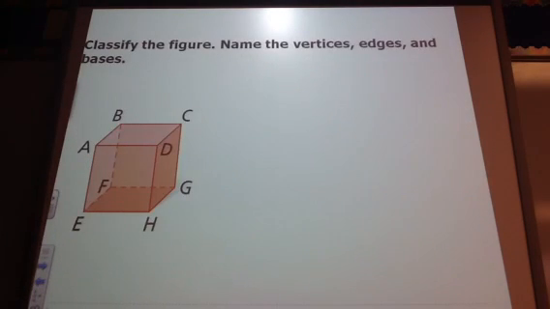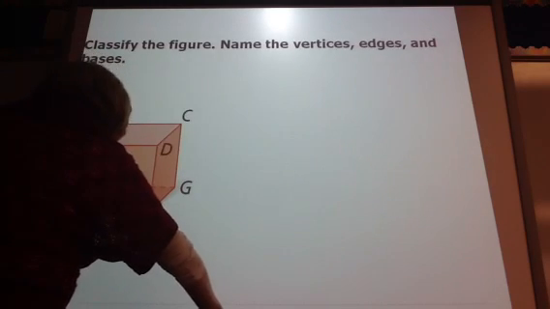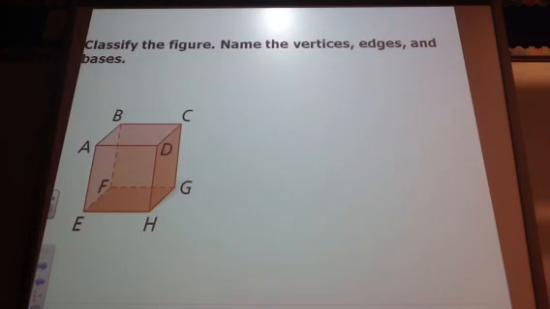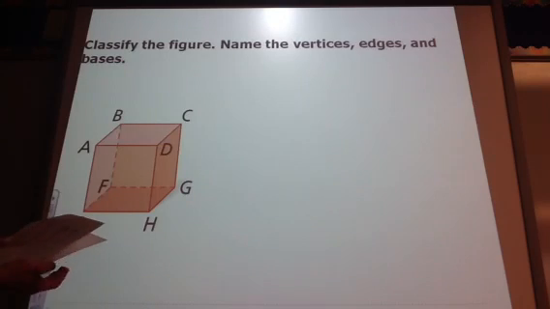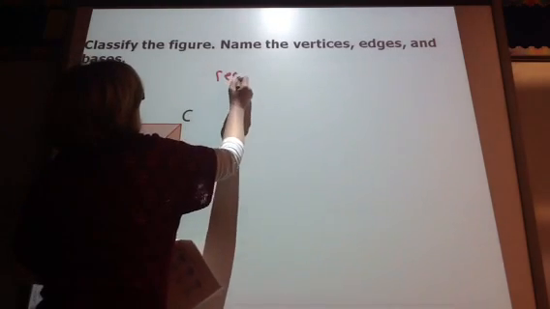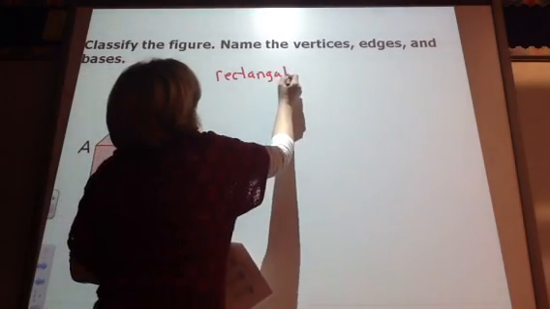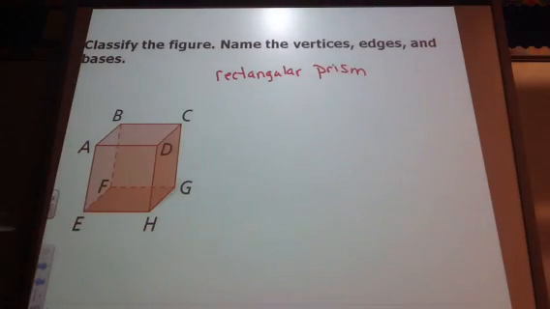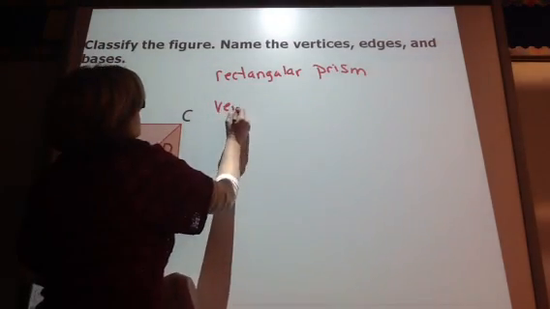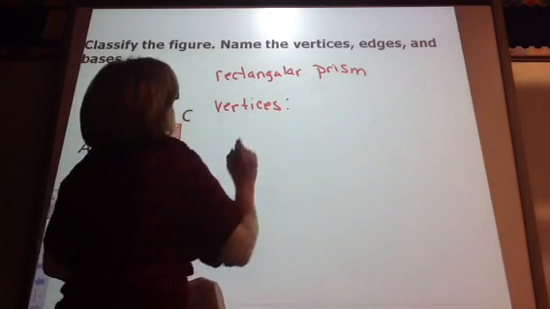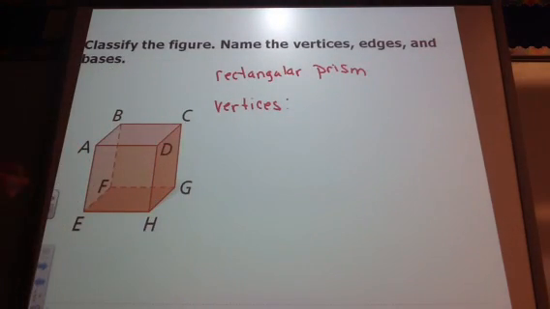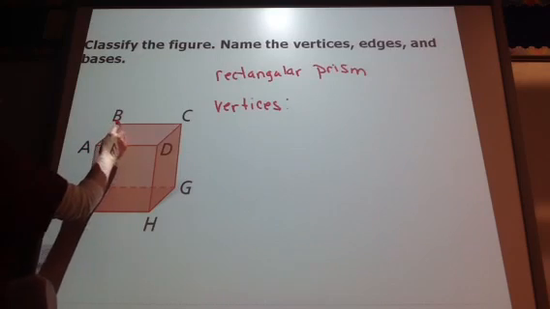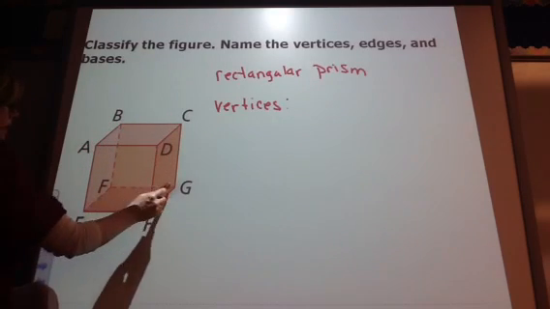Okay, we need to classify the figure, name the vertices, the edges, and the bases. Okay, we can say this is a rectangular prism. I really can't classify it as a cube, even though it looks like a cube, so let's call it a rectangular prism. Okay, we need to name the vertices. Your vertices are your points where you have three faces that intersect. So we have A, B, C, D, E, F, G, H.